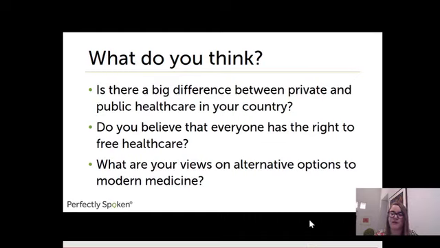What do you think? Is there a big difference between private and public healthcare in your country? Do you believe that everyone has the right to free healthcare? And what are your views on alternative options to modern medicine? So a lot of these issues are very country specific, and it will depend on the part of the world where you reside, where you live, and what happens there. There are big differences, for example, between the UK and America. We might share a language, but in terms of the topic of healthcare, the government's approach is very different between the two countries.